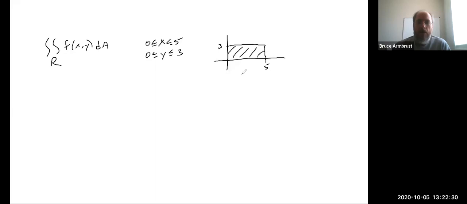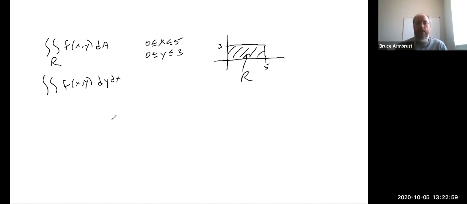So that's our region. Just like with single variable functions, we integrate over an interval on the real number line. Double integrals, we evaluate over a region in the plane. And this one just happens to be rectangular. So if we wanted to, we could even do this to get a specific number. We could set this up as, say, a dy dx.